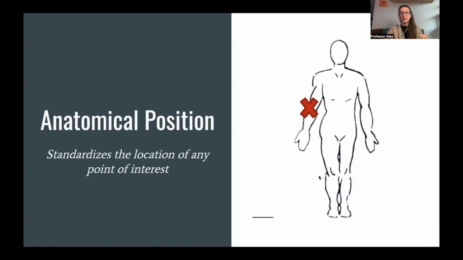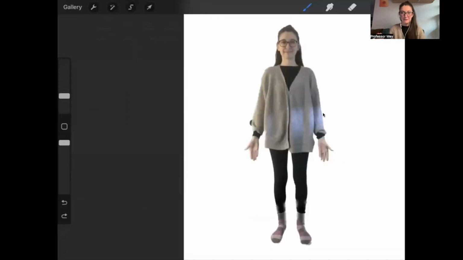Okay, so we are going to start with anatomical position. Anatomical position is the standardized position that we refer to in healthcare practice that standardizes the location of any point of interest in the body. Now, let's go over what this position actually is. Here you have me standing there in anatomical position.